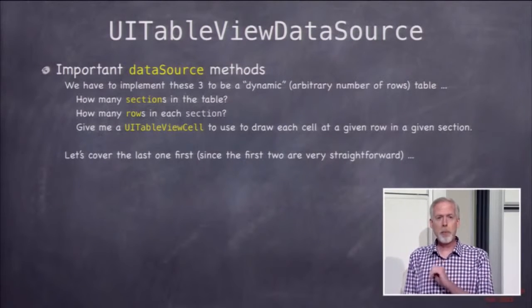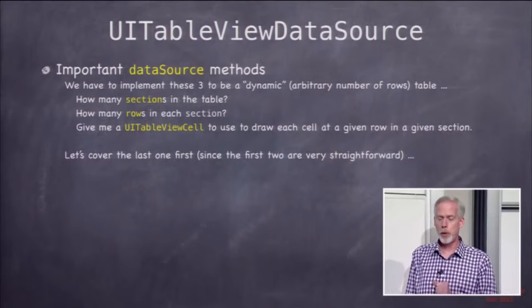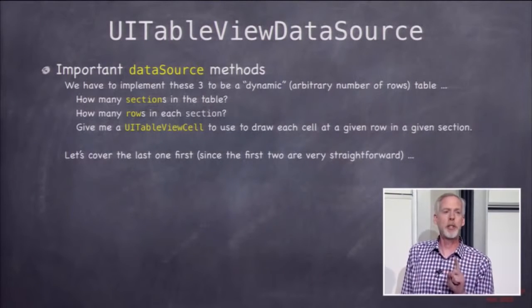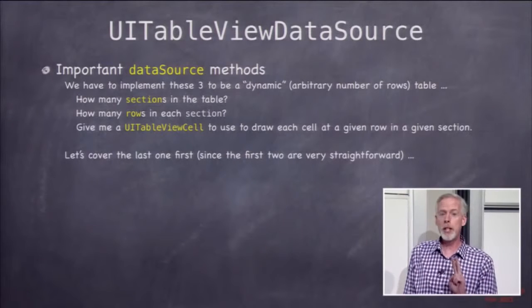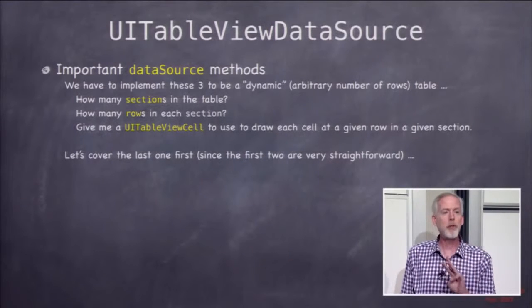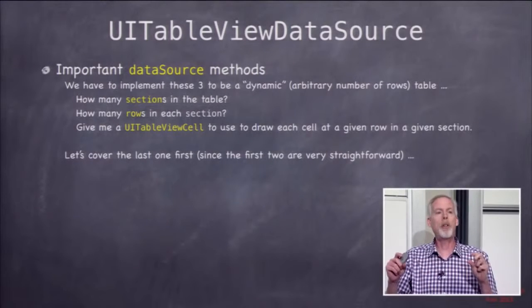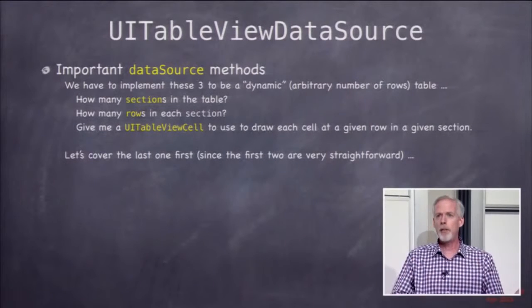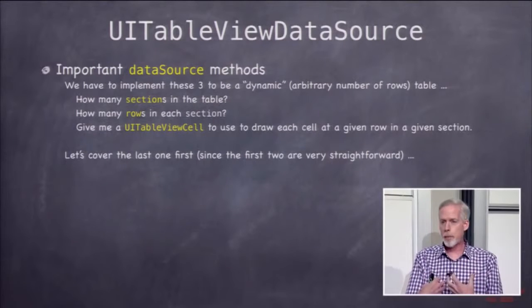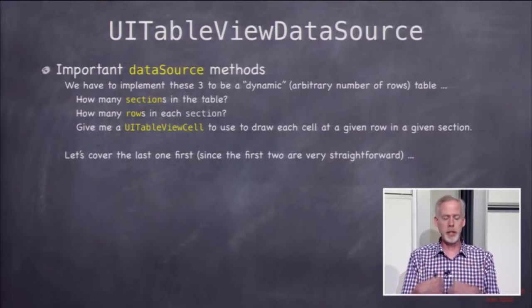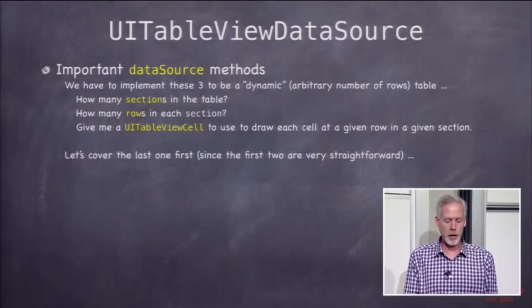Okay, so what are the important methods in this data source protocol? Well, there's really three important ones. One is how many sections are in this table, how many rows are in each section, and then give me a view, a UITableViewCell, that I can use to draw this row. Obvious, right? These are the three things. Know how much data there is, and then it just constantly asks you for the data by asking for this view, this UITableViewCell, over and over.